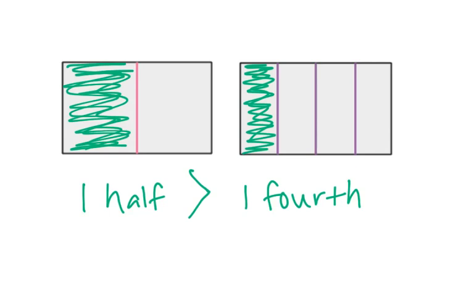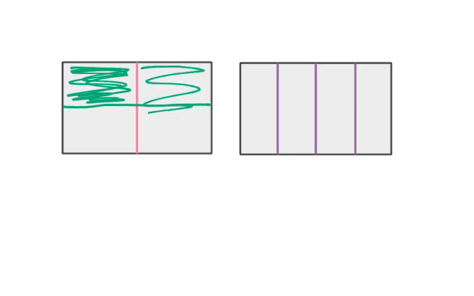So the more pieces that we have, what happens to those pieces? Do those pieces get bigger or smaller? They get smaller. The more pieces we have, the smaller our pieces get. So if I were to take these halves and partition it into fourths, my pieces got what? They got smaller. So now instead of having all of this as my half, I only have this piece that is my fourth.